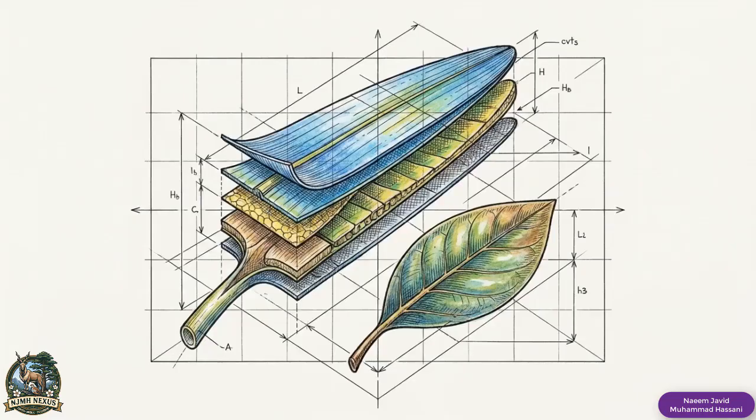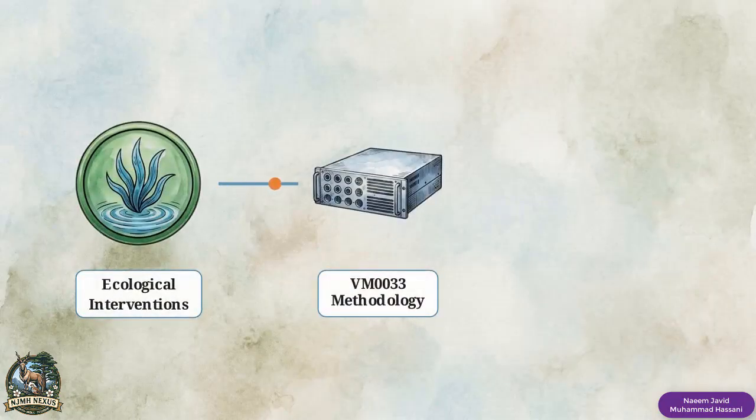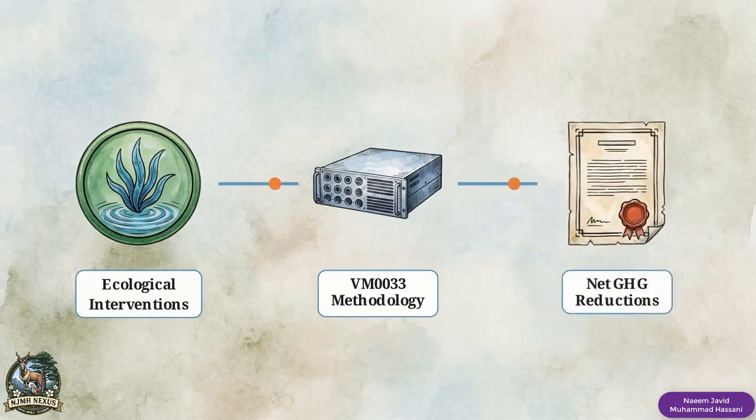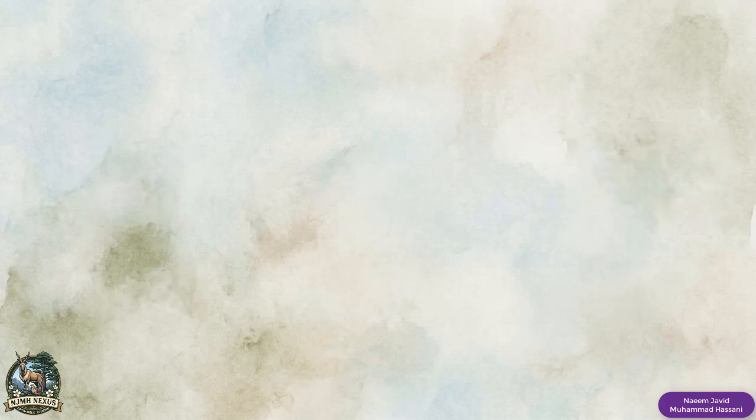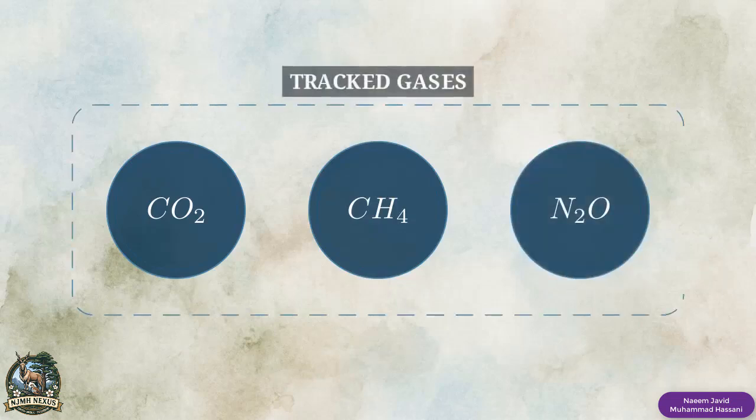This is why Verra developed VM0033. It serves as the globally accepted algorithmic rulebook for tidal wetland and seagrass restoration. Its objective is to convert complex ecological interventions on the coast into verifiable net greenhouse gas emission reductions. To do this, the methodology tracks 3 exact greenhouse gases: carbon dioxide, methane, and nitrous oxide.